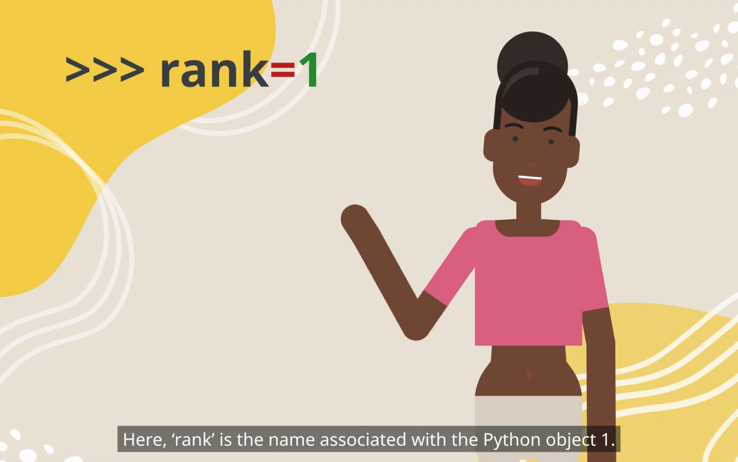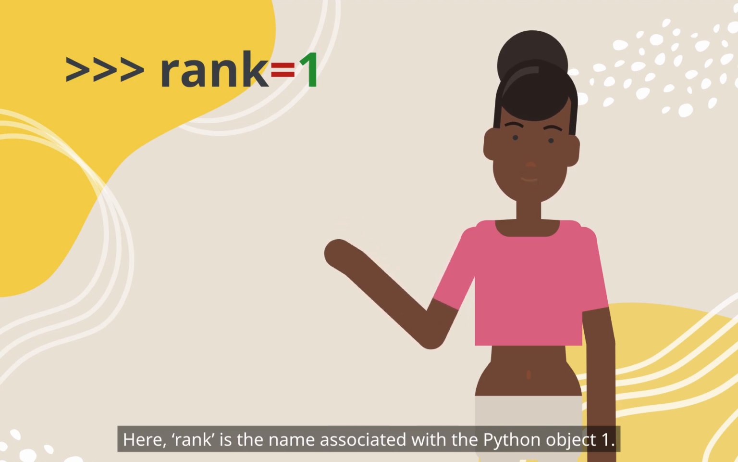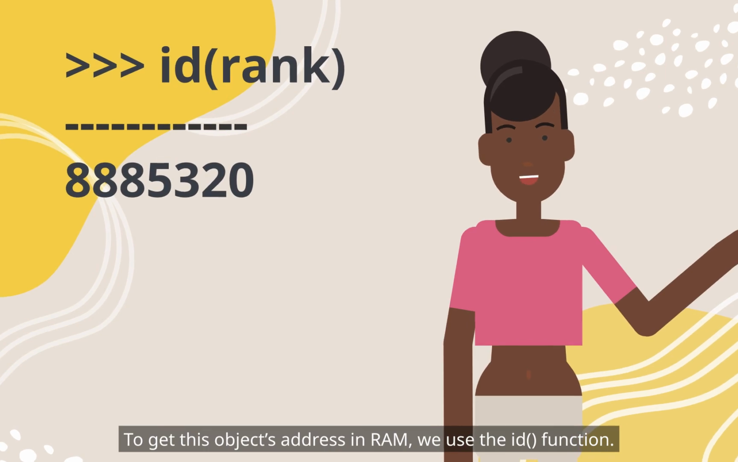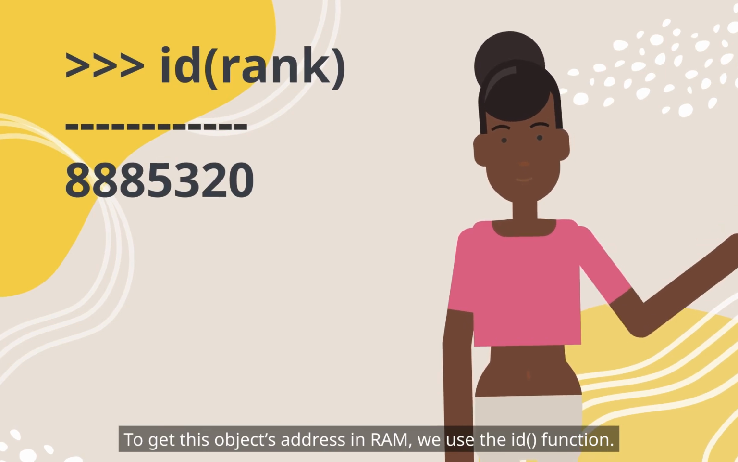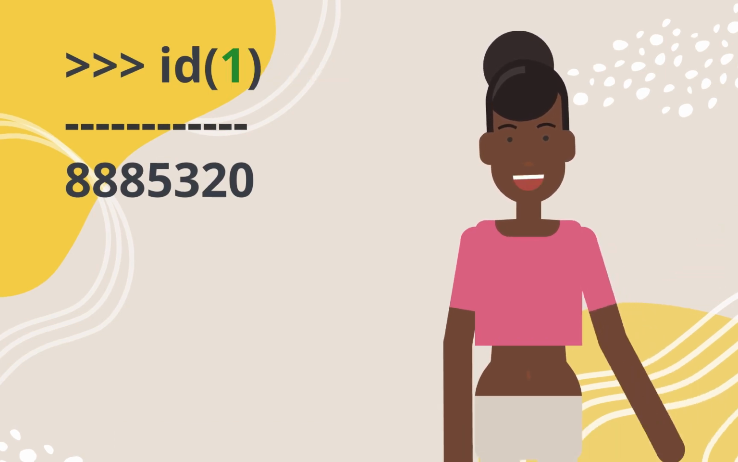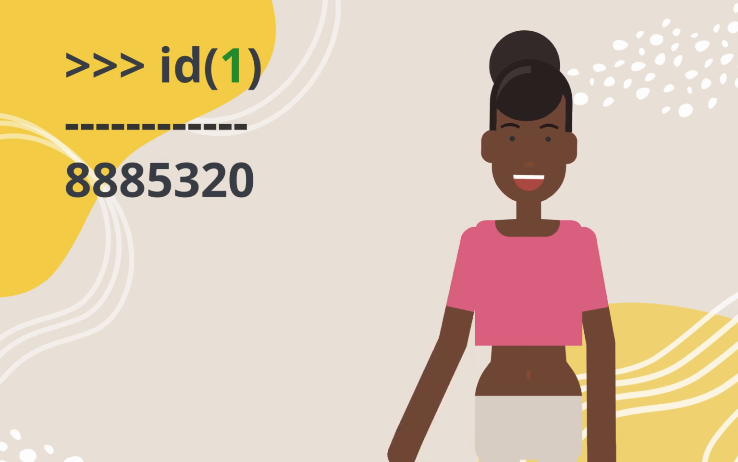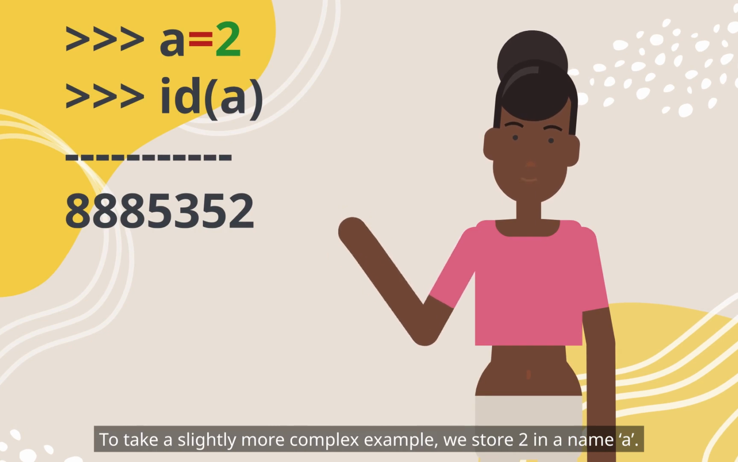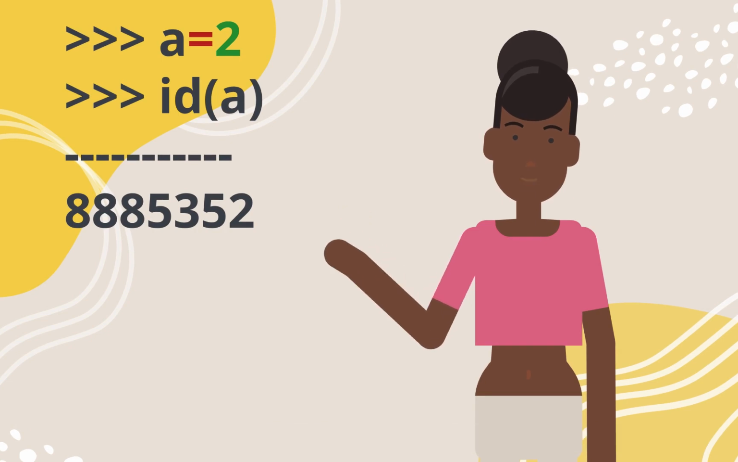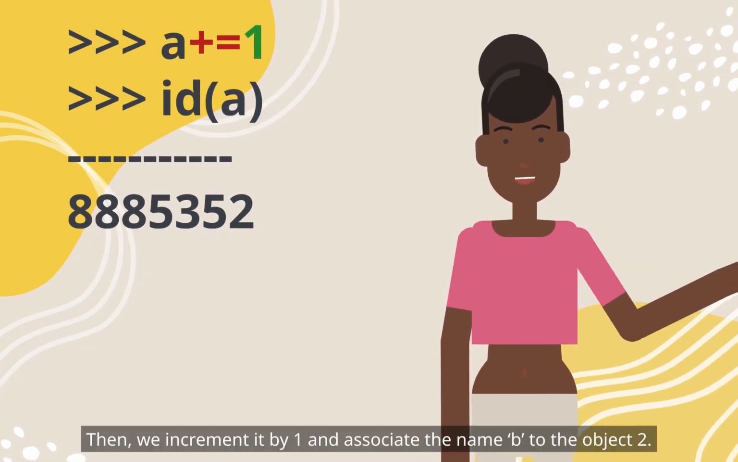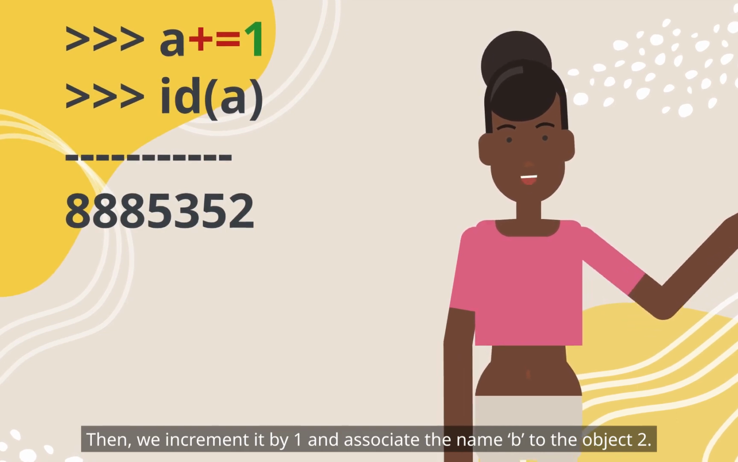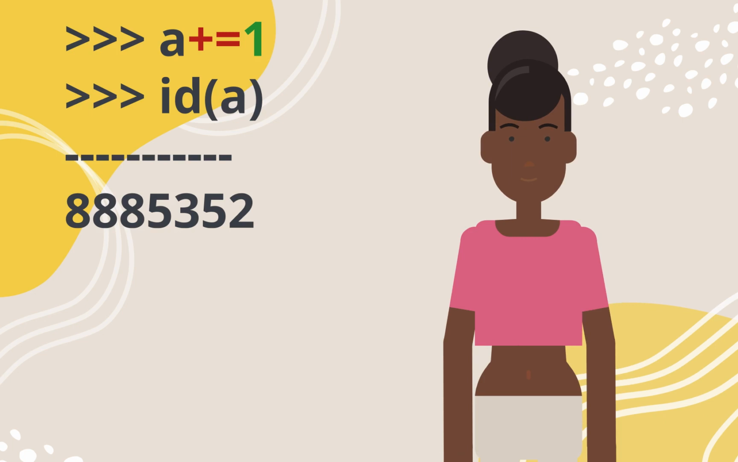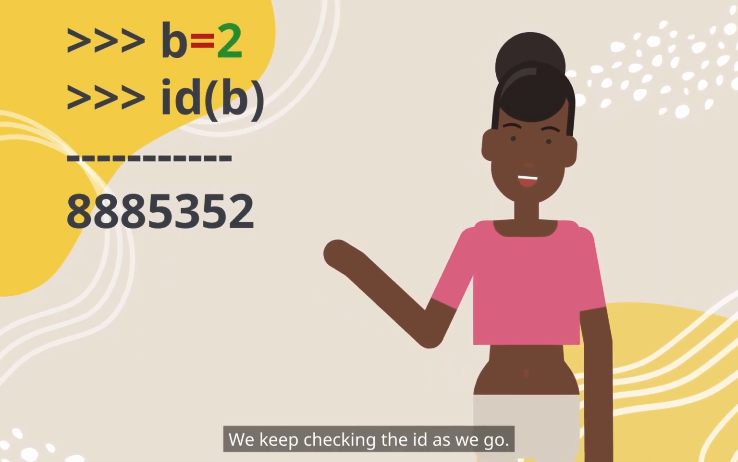Here, rank is the name associated with the Python object 1. To get this object's address in RAM, we use the id function. To take a slightly more complex example, we store 2 in a name a. Then, we increment it by 1 and associate the name b to the object 2. We keep checking the ID as we go.